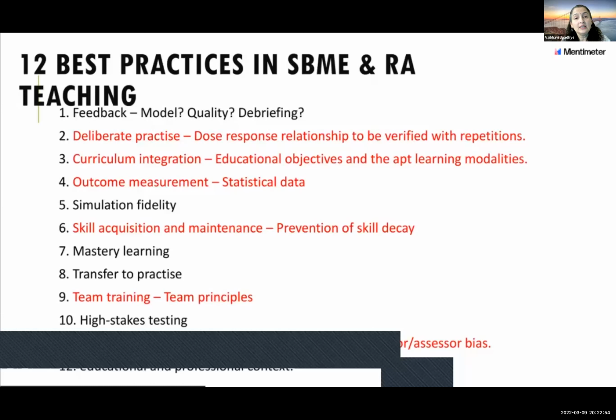Lastly, we'll also see team training. The ones in red are especially the ones that need to be strengthened, and simulation can help here. The team principles and the training education, the training of trainers, which also need to be strengthened.